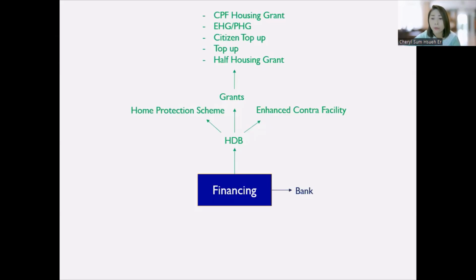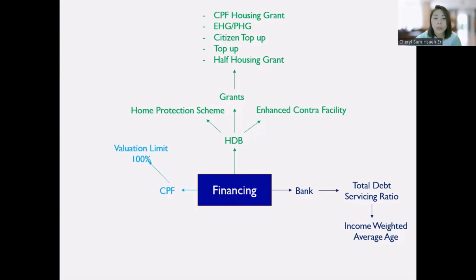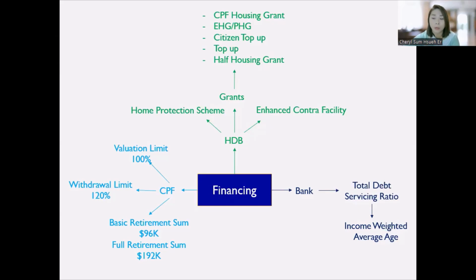Bank, okay, if you take bank loan, TDSR, IWAA. CPF, okay, 3 keywords. Valuation limit, 100%. Withdrawal limit, 120. Basic retirement sum, full retirement sum. Pay attention to the percentages because what might be the missing word could be a number, a figure.